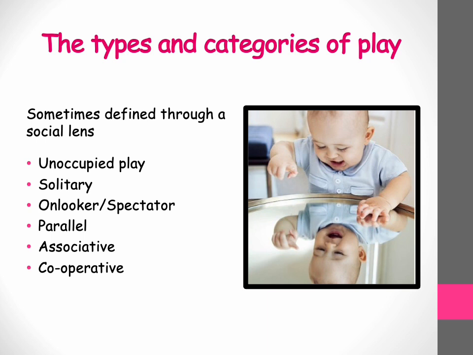So our types and categories of play. We've got unoccupied play, solitary, onlooker, spectator, parallel, associative, cooperative. You know what all of those mean. It's a beautiful picture there. Which types and characters are evident in your vignette that you're studying for your assignment? You need to be able to refer back to them as well.